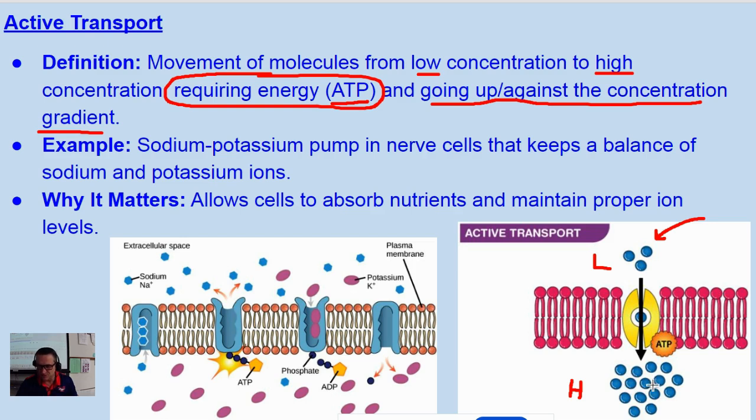So this is going to be high concentration of those blue spheres down here. So these blue spheres want to go up. They want to go where there's less of them, but we're forcing these three guys to go down where there's more of them. And that's why it's going to require this orange little blob here, ATP energy. So it requires energy to make these blue spheres go from low concentration and force them in here where there's a bunch of them, to high concentration. So that's why it requires energy, because it's going up or against the concentration gradient. All right, so this is active transport going from low concentration up here to high concentration down here, and it requires ATP energy.